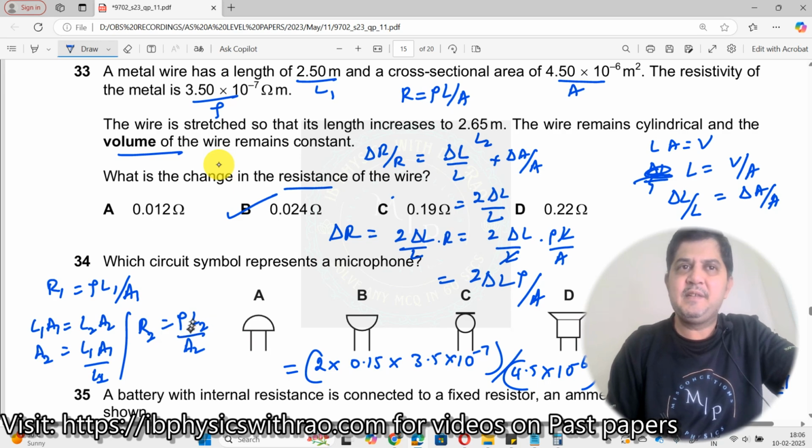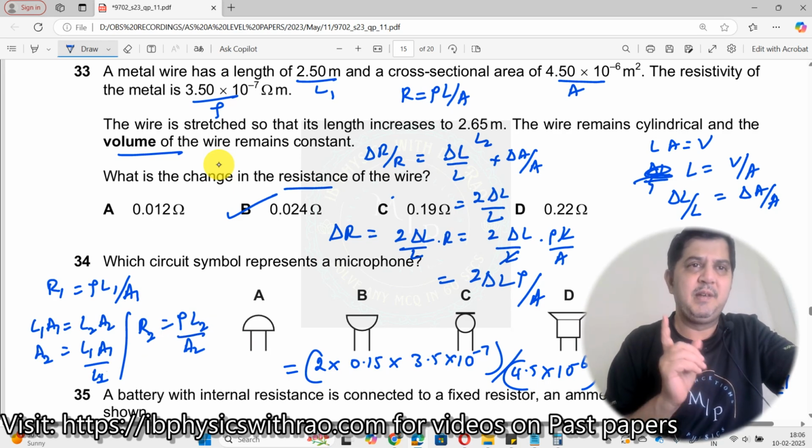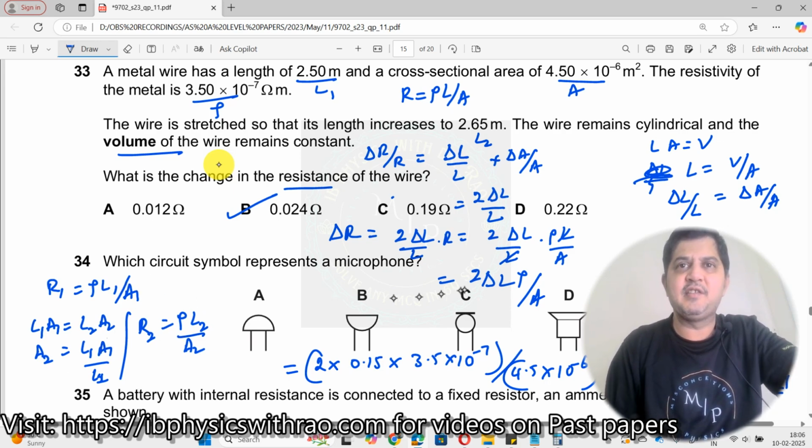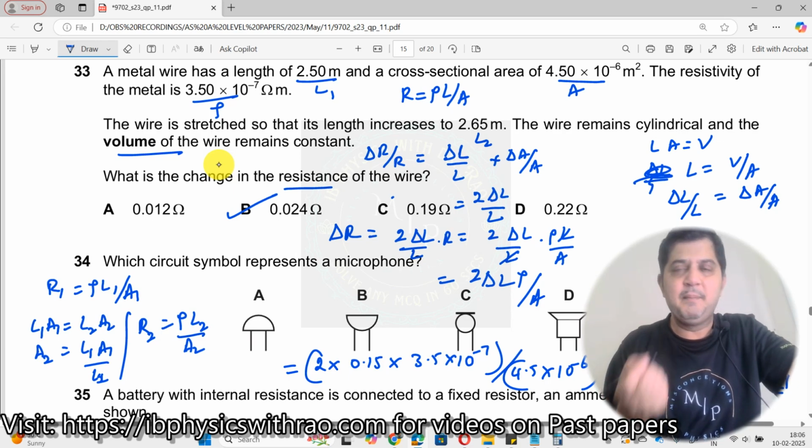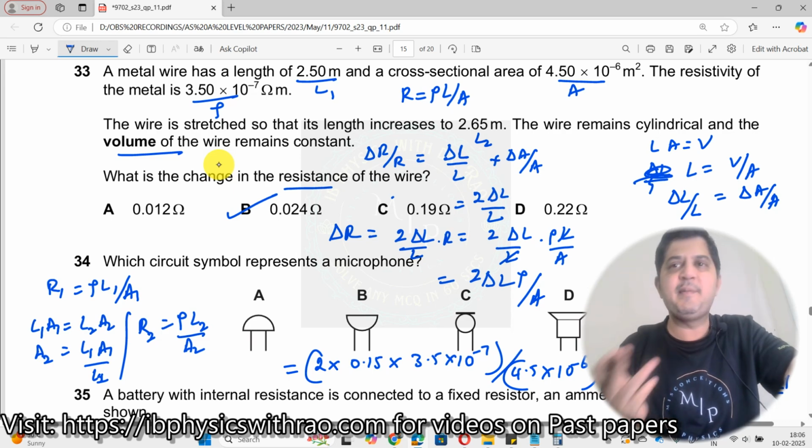This method is not suitable for a 1 minute answer, because in 1 minute you have to perform this calculation, this calculation, this calculation. So I don't prefer this method. I go by the error analysis method. But if you are interested in this method, you can still use it. You get the same answer once again.